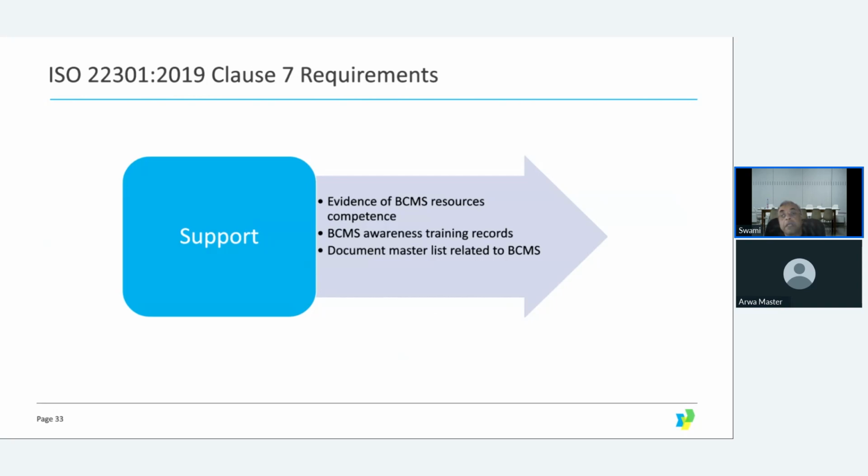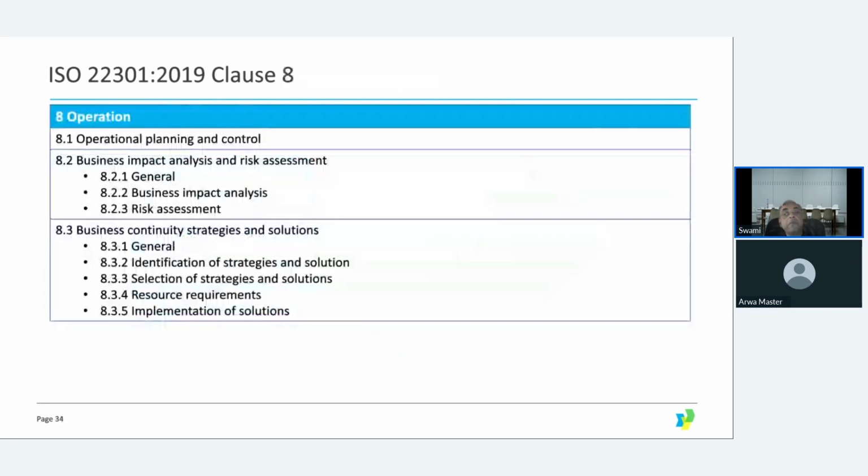Now, coming back to the operational part of it, which is the Do clause of the Plan Do Check Act, under operation and planning control, we have to have plans in place, and proper policies and procedures in place, and we need to have the business impact analysis report approved by the management, which should be used for completing our risk assessment with reference to BCMS implementation.